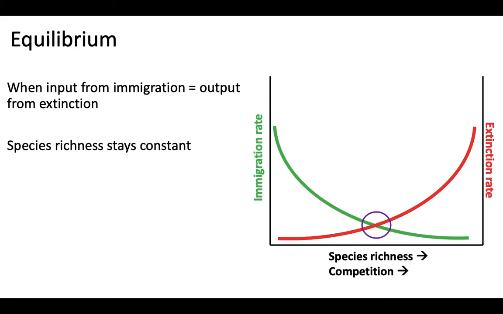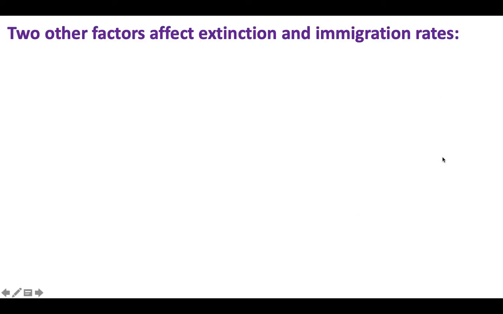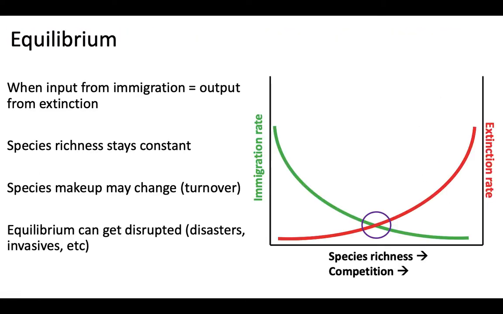It doesn't mean that species aren't immigrating or aren't going extinct. It just means it's happening at an equal rate. So the makeup of the species may change. We'll see some turnover perhaps, but the overall number of species should stay the same. However, this equilibrium is very unstable. It can very easily get disrupted by a natural disaster, an invasive species, a slight change in the resources that are available, etc. Okay, so now I'm going to throw another wrinkle into this graph here.